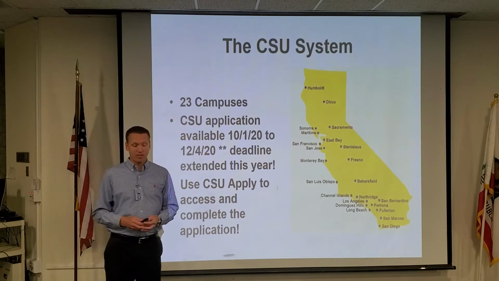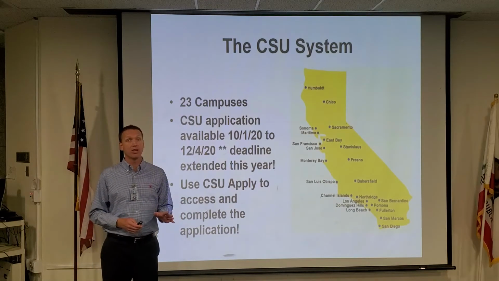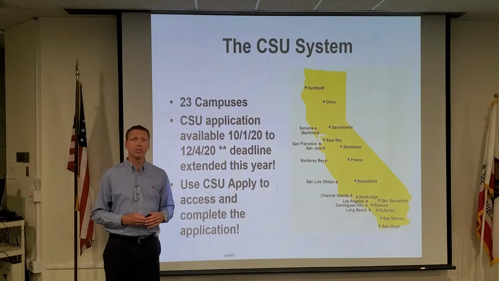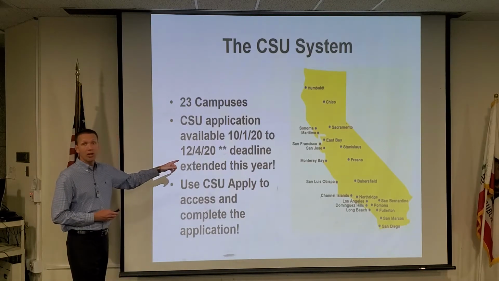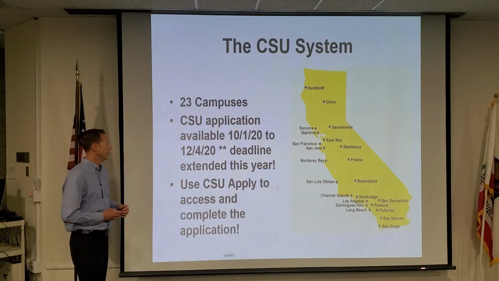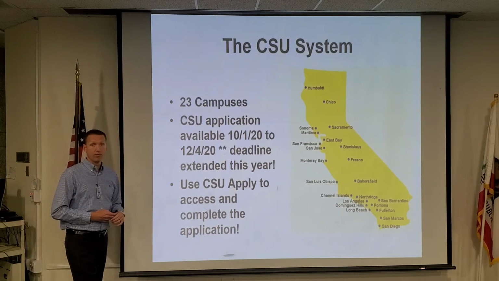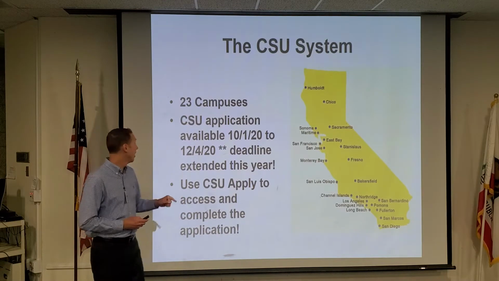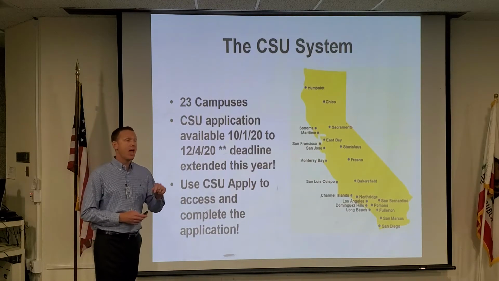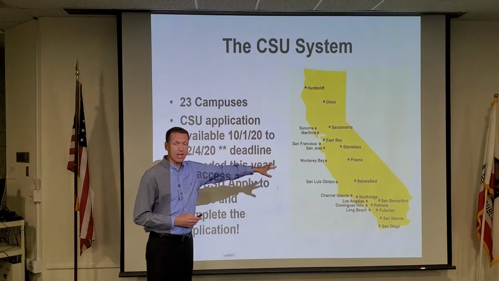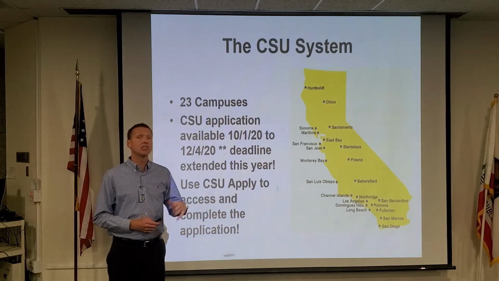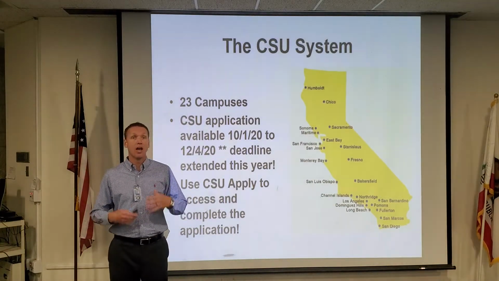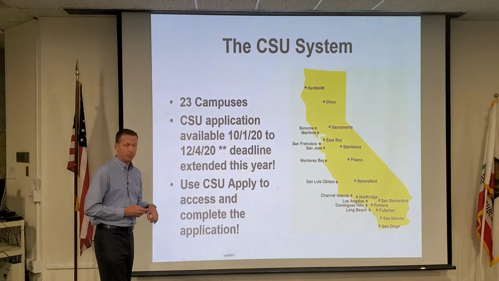New this year, which is fantastic information and an update for all of you who are applying to the Cal State system. The CSU has extended their deadline to December 4th. Again, the CSU application is now due on December 4th. They, as a system, all 23 campuses, as you can see, have decided and agreed to give students, because of COVID-19, an extension on their deadline.